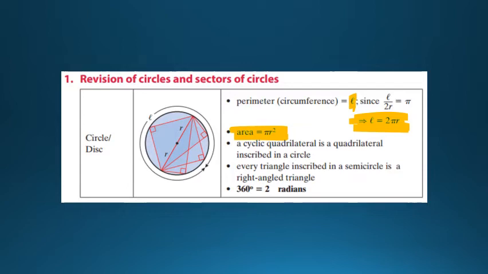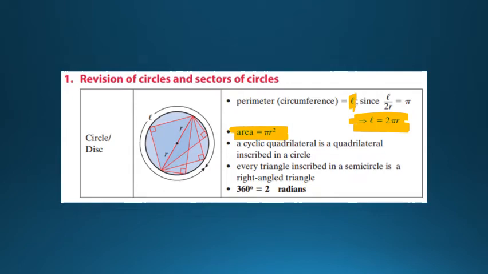Other things we know: a cyclic quadrilateral is a quadrilateral inscribed in a circle, where the four corners of the quadrilateral lie on the circle, and opposite angles add up to 180 degrees. We covered that in the geometry chapter. Every triangle inscribed in a semicircle is a right angle triangle. If you have a triangle where one of the sides is the diameter, then the angle opposite is a right angle. Again, we covered that in the geometry chapter.